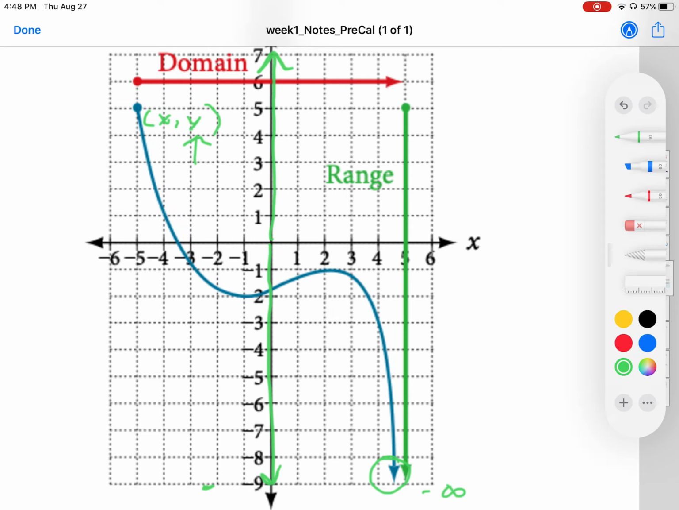So for domain, you look left to right. For range, you look up and down. So domain, you look left and right. For range, you look up and down.